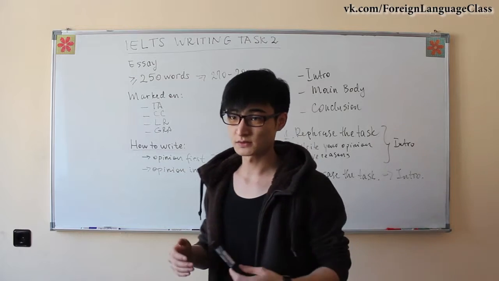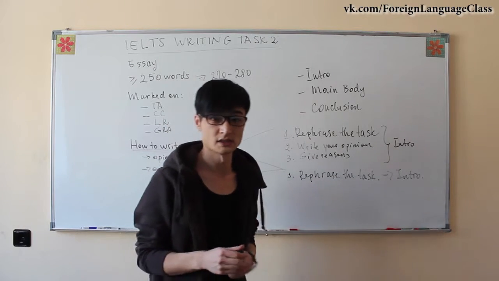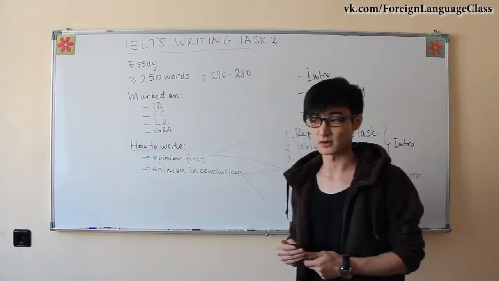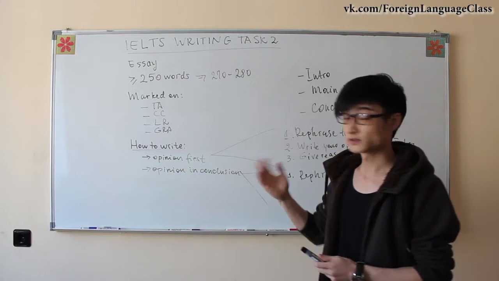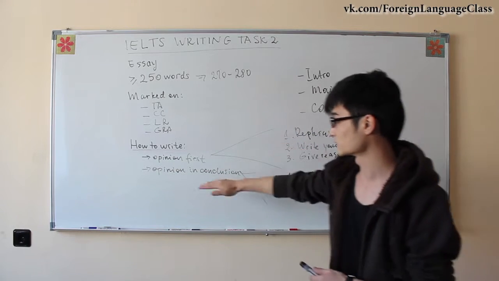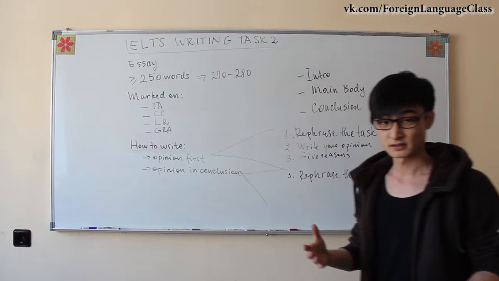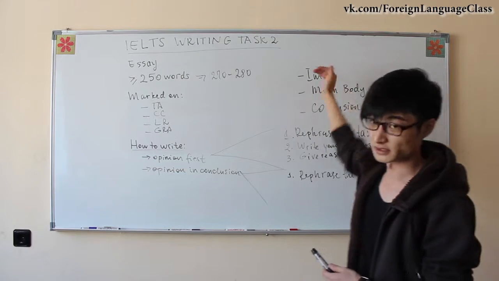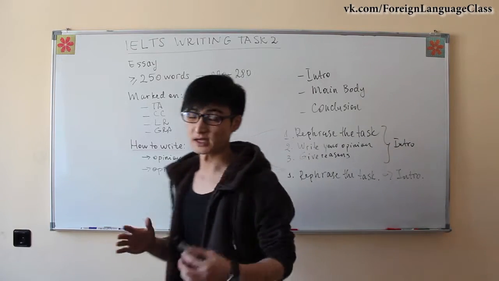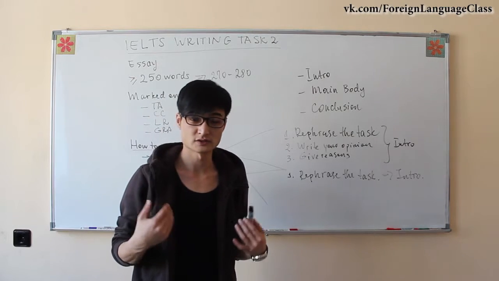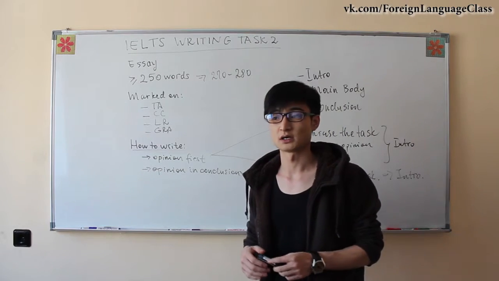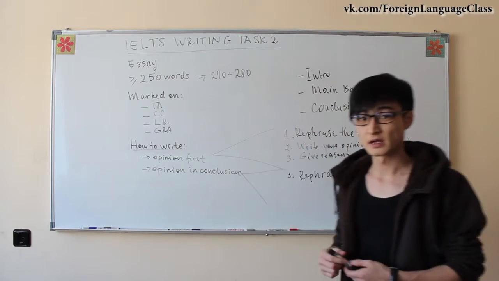Okay, now how to practice writing an essay, because you can hardly write a good essay without practicing. I think it's obvious. How to practice? First, depending on the pattern you're going to use, opinion first or opinion in the conclusion, first write the introduction. You write the introduction and then put aside all your pens, all your stationery, and plan. First, you should plan your paragraphs. How many paragraphs you're going to have, what you're going to write in each paragraph.